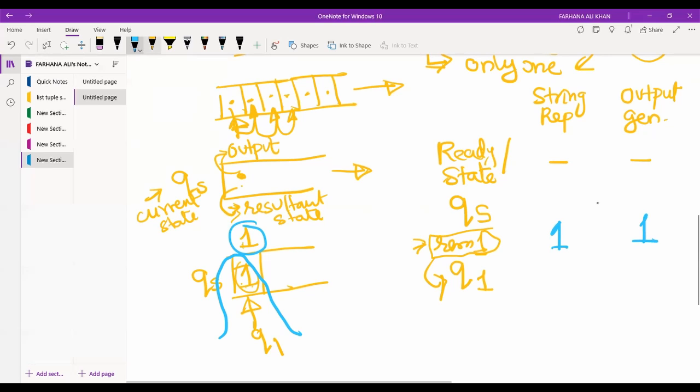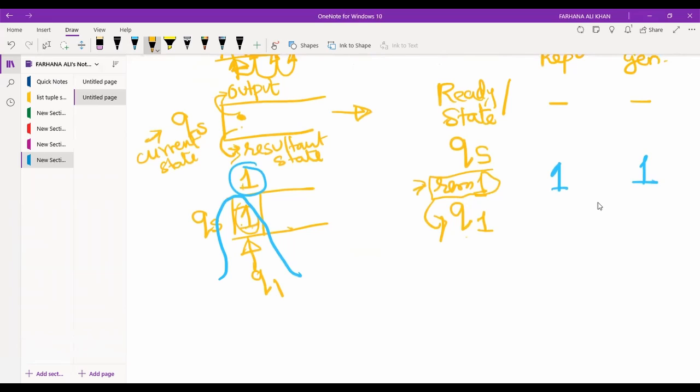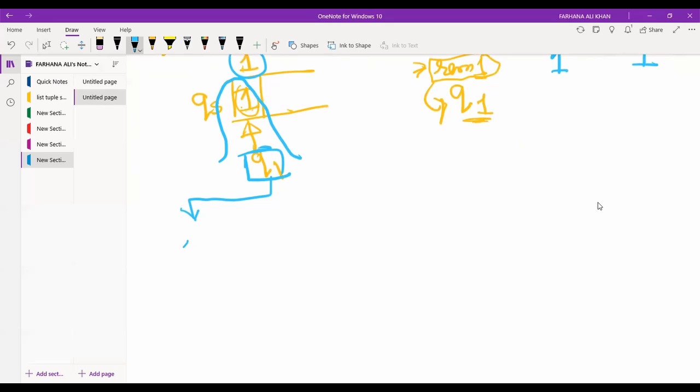Okay. Now we will go on. Here we got a new state. As we got the new state, we are going to consider that state. So this is the Q1 state, that is the resultant state. Whatever resultant state we are getting here, we will consider as the current state. So our current state is now Q1. Q1 here represents 1, so I'm going to write that here.